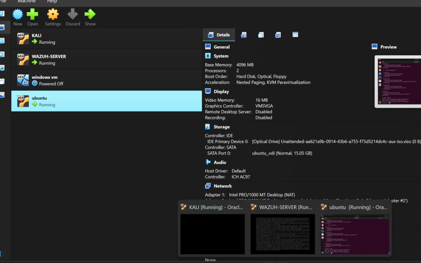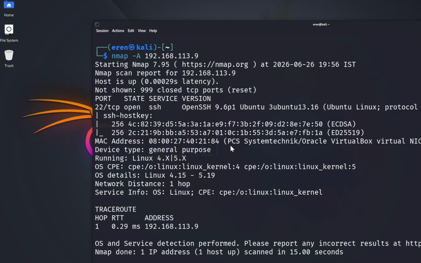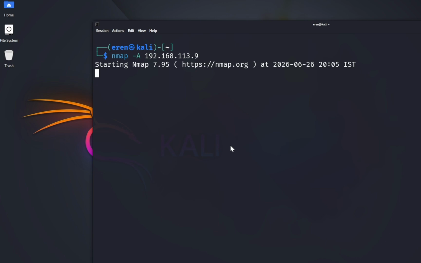I am back on Kali and I'm going to run a simple port scan against the Ubuntu machine. Nothing advanced, no malware, no exploitation. Just a simple scan. The first thing an attacker usually does after landing somewhere, they want answers. What systems are alive? What services are running? What can I talk to? Let's run it.